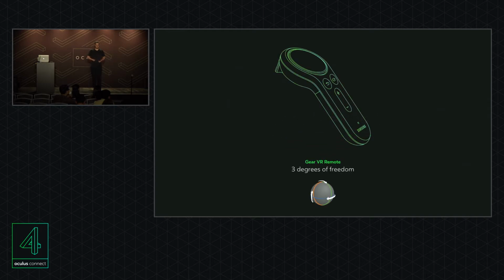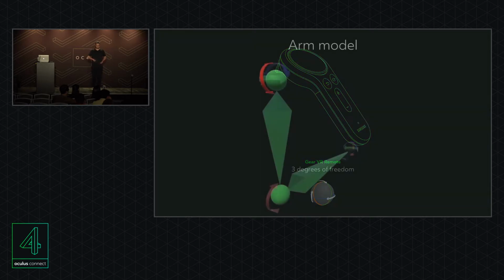ARM models are mostly used for 3DoF controllers. The controller only reports its orientation to your application. But when you look at how a controller works in, say, Oculus Home or any other application, there's definitely a position involved. So let's explore how we actually get to that position.